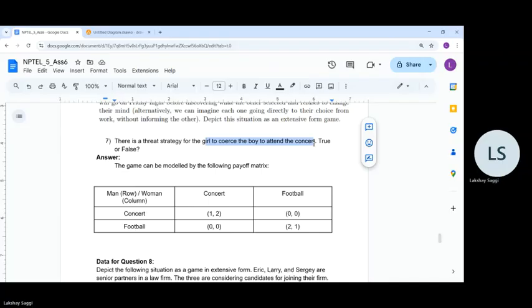So what this statement is claiming is, does there exist a threat strategy for the girl? So what does threat strategy mean? That the person declares upfront what they are going to do, even if it may seem irrational. And if that happens, then the other person has to follow suit. So does there actually exist a threat strategy?